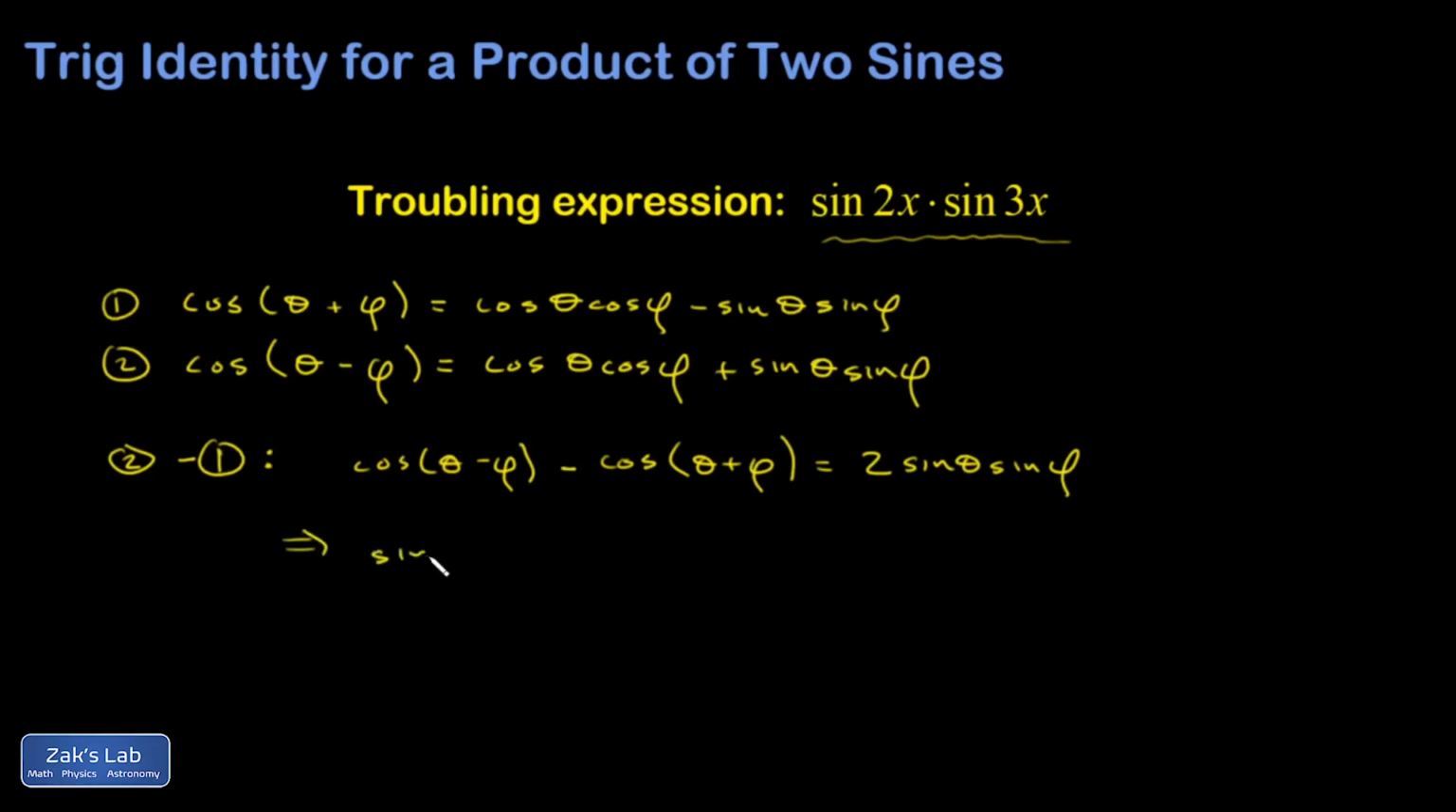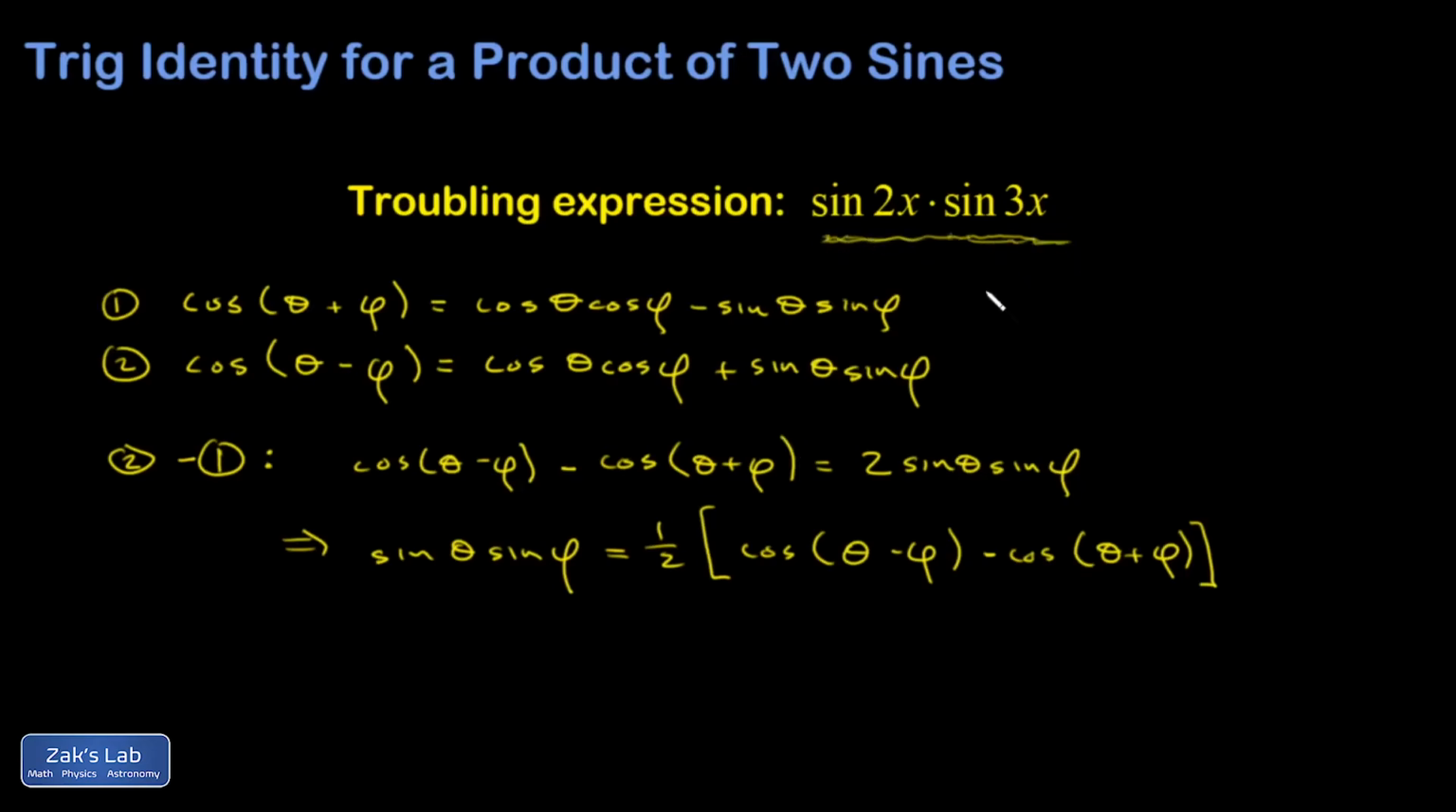So sine theta sine phi is equal to 1/2 cosine theta minus phi minus cosine theta plus phi. Now I personally find these formulas to be too ugly to memorize, but I do recognize a case where I would need one and what to do, and I'll just hash out the derivation real quick if I need to have one of these. So let's apply it real quick.